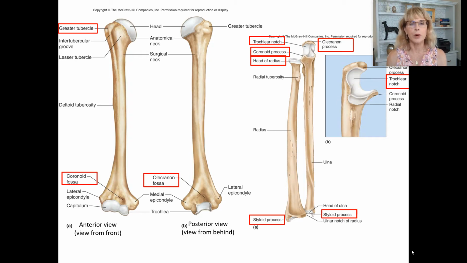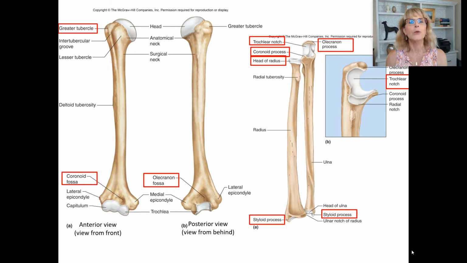We are talking about bones, particularly the bones of the arms and the legs. And right now we're looking at the humerus. Those are the two images on the left side of the screen. And on the right side, we've got the radius and the ulna, and then we've got a close-up inset of the head of the ulna.